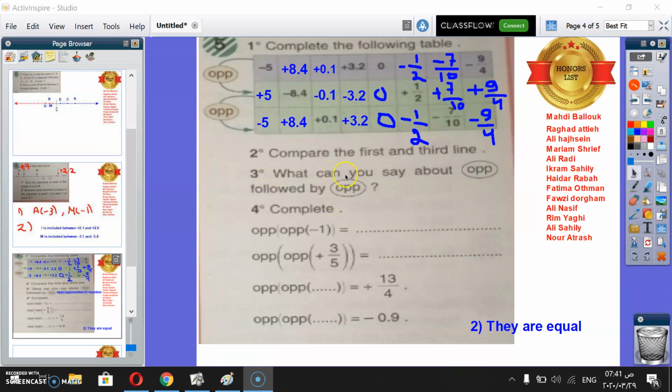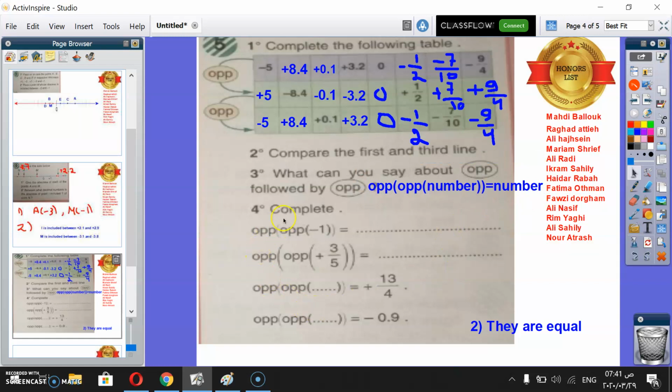Part 3. What can you say about opposite followed by opposite? So opposite of opposite of minus 5 is equal to minus 5. Opposite of opposite of plus 3.2 is plus 3.2. The same for minus 9.4 and 0. So as you notice, when we have two opposites preceding the number, they cancel each other. So we can notice that the opposite of the opposite of a number is equal to the number itself.